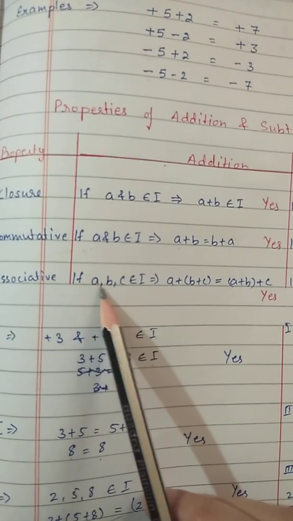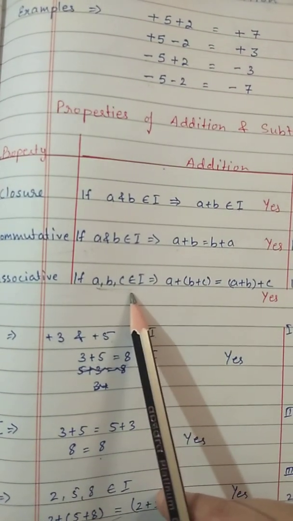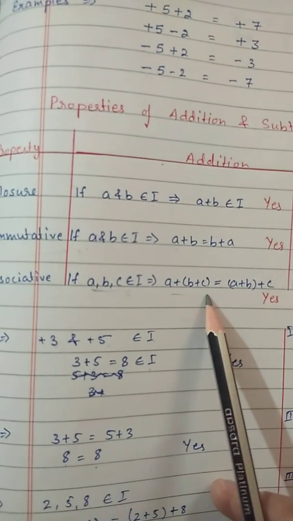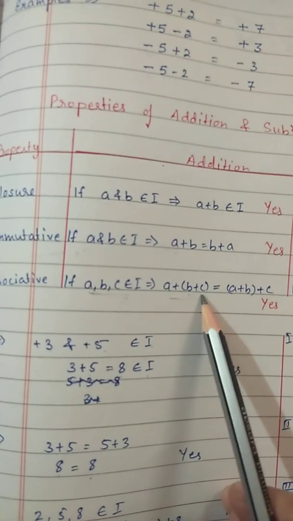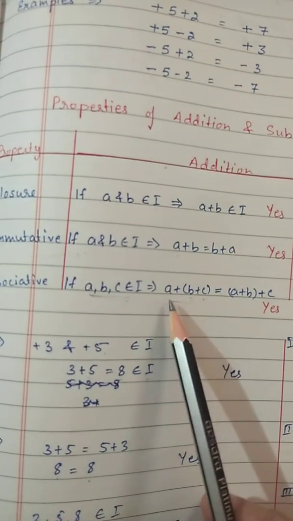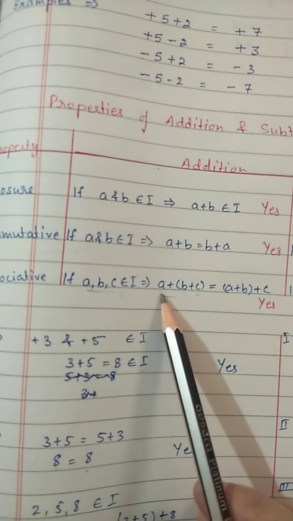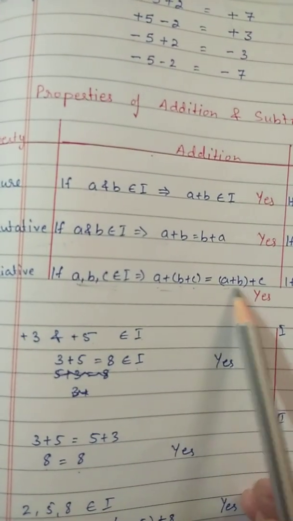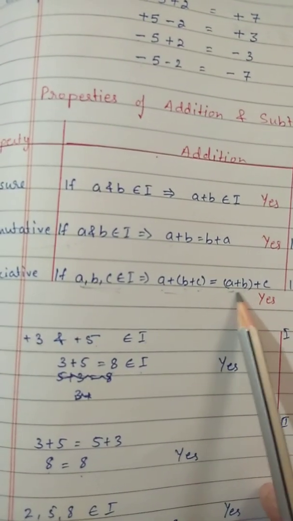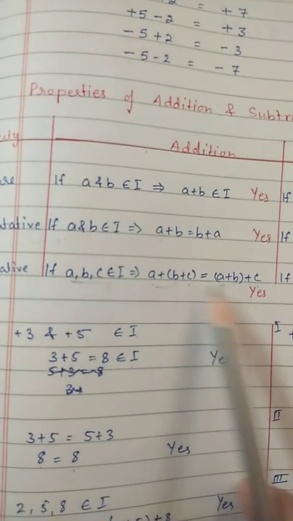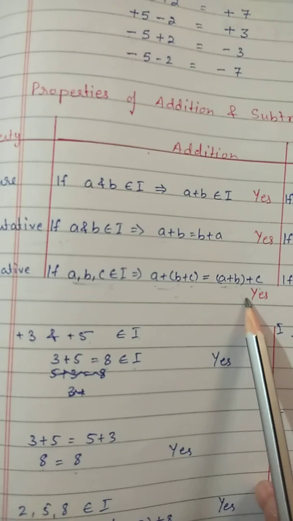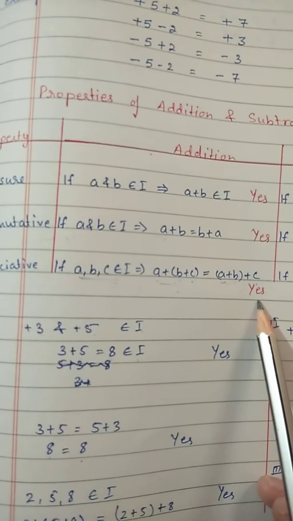Associative property means if we have three integers and we are adding these three integers, but the order is different. First we are adding the last two. After getting the result, then we are adding with the first one. In the second case, we are adding the first two first, and then after getting the result, we are adding with the third one. If the answer is coming the same on both sides, it means yes, this property is applicable.